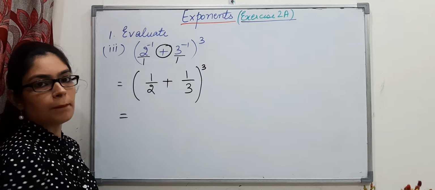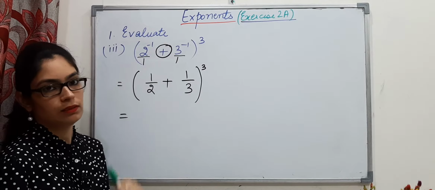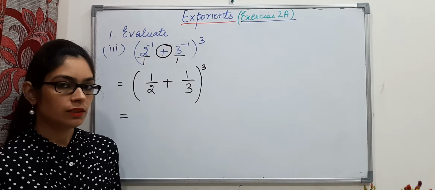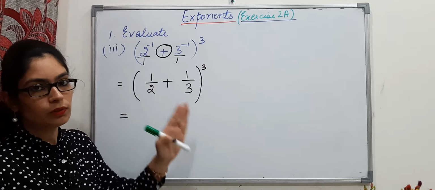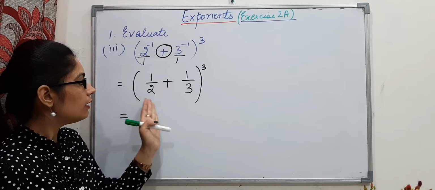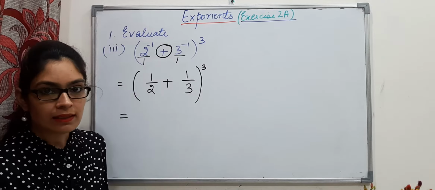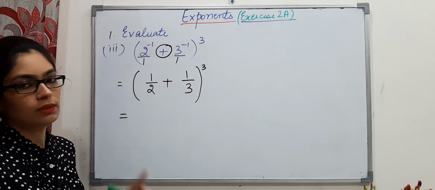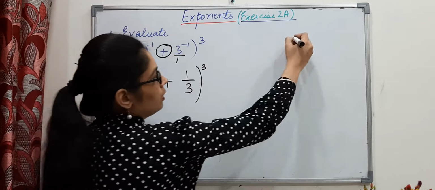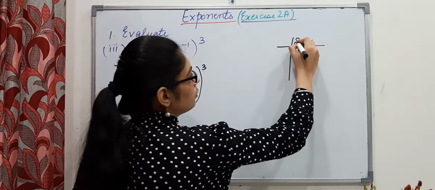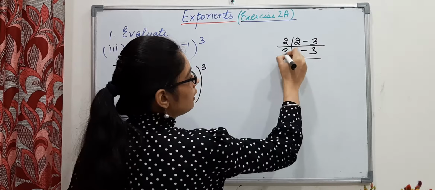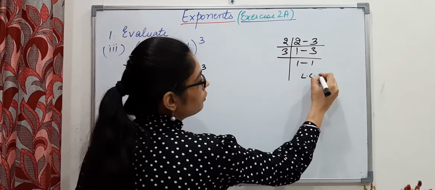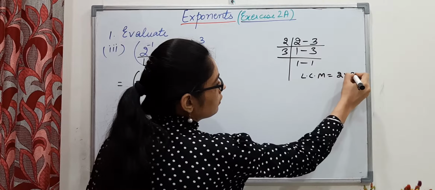Now this has become similar to addition of rational numbers. When we do addition of rational numbers, we know we can just add the two only if their denominators are the same. Now the denominators are not the same, so we have to take the LCM. So let's take the LCM of the denominators. 2 into 1 is 2, 3 into 1 is 3. So the LCM of 2 and 3 is 6.